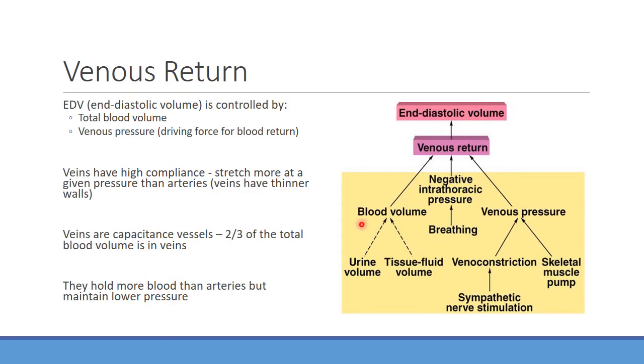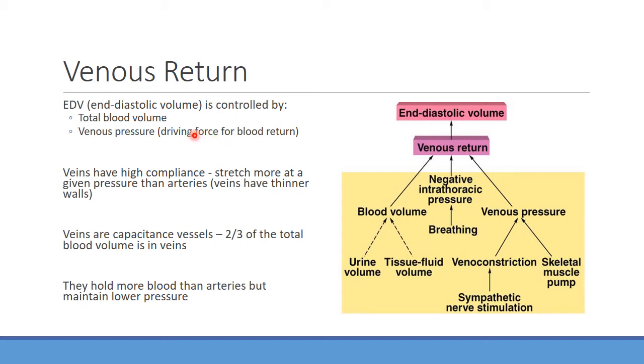Okay, so looking at venous return, you can see that the end-diastolic volume is controlled by the total blood volume, and also the venous pressure, kind of that driving force for blood return. And how do you think venous pressure relates to arterial pressure? Lower or higher? Much lower, right? So your venous pressure is generally going to be a lot lower than your arterial pressure, and so we would consider that kind of a low pressure system. And again, that makes sense when you look at the heart, like the right ventricle is a lot smaller than the left ventricle because it doesn't really pump at as high pressures in order to make sure it's circulating that venous blood flow.